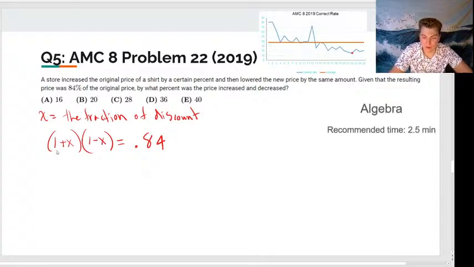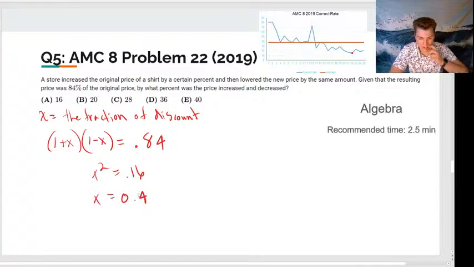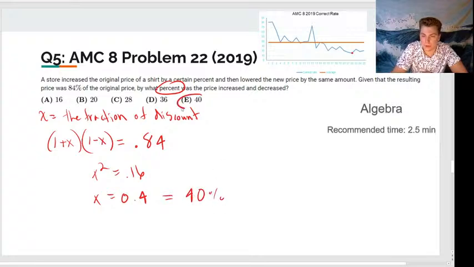Awesome, awesome. So now if we simplify this down, we get x squared equals 0.16, and thus x would be equal to 0.4 here. Now remember, x is the fraction of discount, but we're asked here for the percent of discount. So we have to translate this into percent, and that would be equal to 40%, or option number E right here.